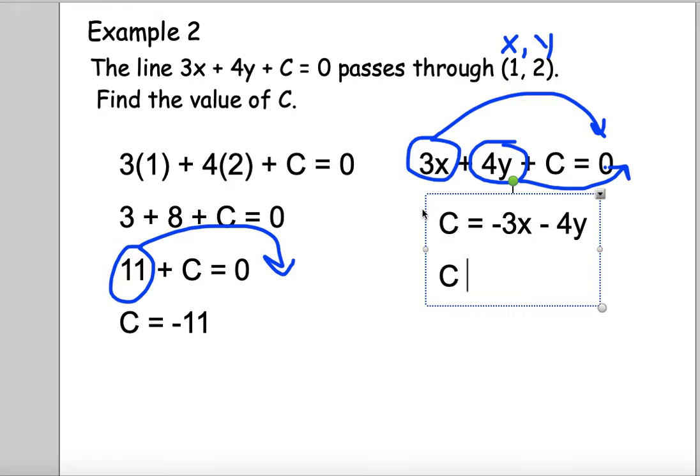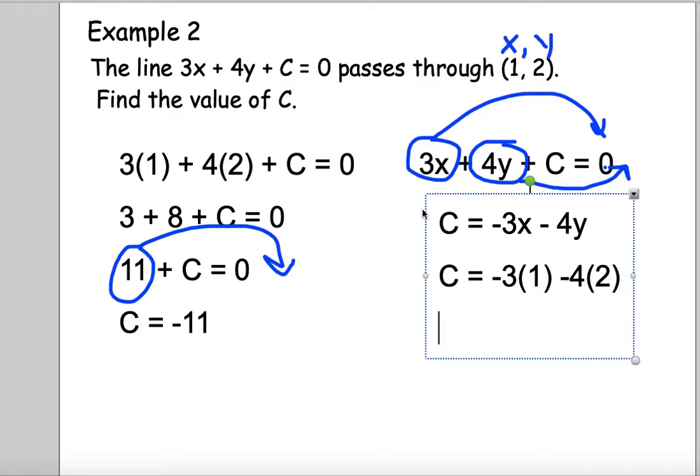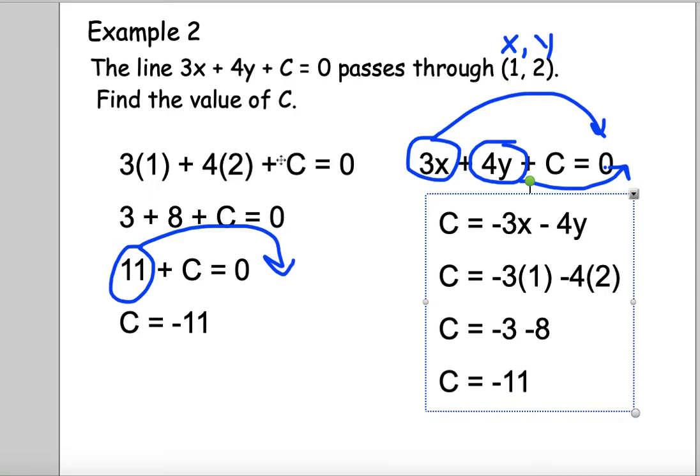And then if you start plugging in the values for x and the values for y, you will see that you're going to end up with the same numbers. So either way is fine. I like this way. There's less chance of messing up. But if we're going to rearrange and isolate, you can use this way as well. Two methods, same solution.